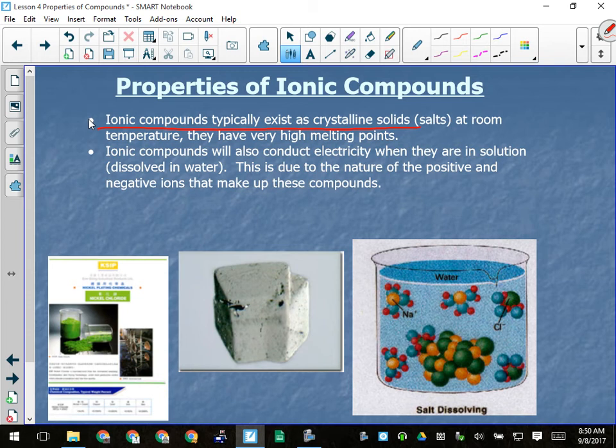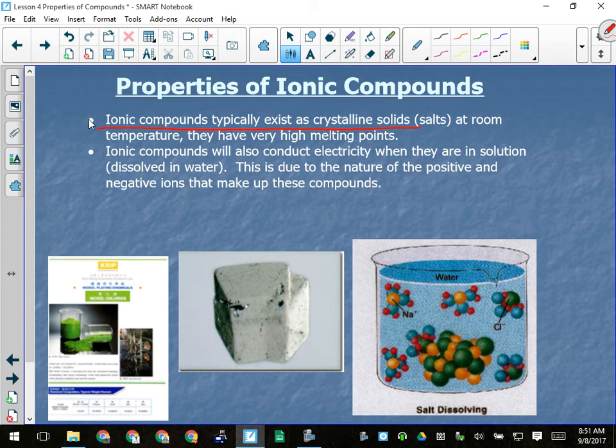Okay, they typically have very high melting points. That would be something if we were actually running a melting point test, which we're not, you'd be able to tell sugar wasn't an ionic compound pretty quickly because it melts pretty fast. Whereas if you were performing the same test on salt, salt would go up to several hundred degrees before it melted.